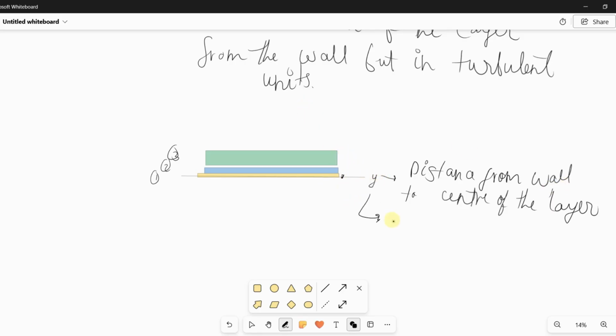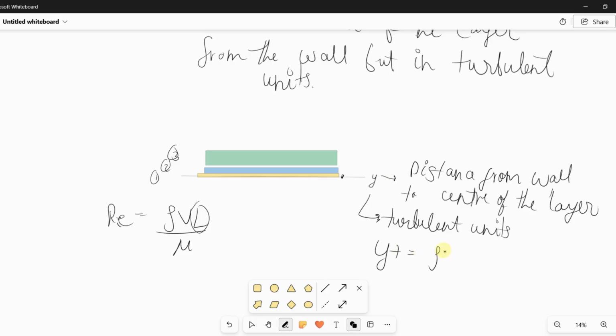But now if I convert this into turbulent units, this is what is my y plus. Now how will I convert to y plus? If you know the Reynolds number, how would you define it? Reynolds number is rho v L by nu, or rho v d, depends. Instead of L here, I'm going to replace it with y, because that's the distance. So rho v y divided by nu, that's your kinematic viscosity, and that gives your y plus.